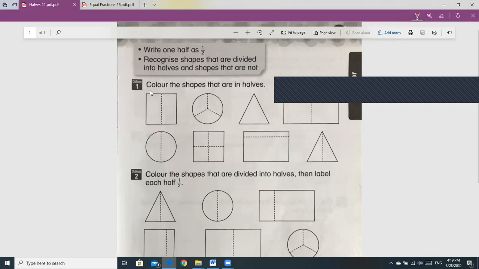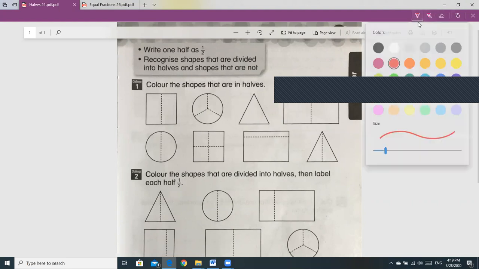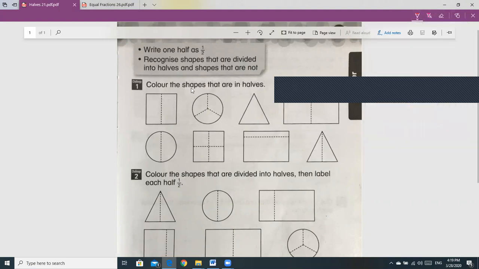Okay, here he said to me, color the shapes that are in half. Okay, is this half? Yes, so I will color this shape. They are in half, so I will color it. I will color all of it, but you have to color it in a good way.